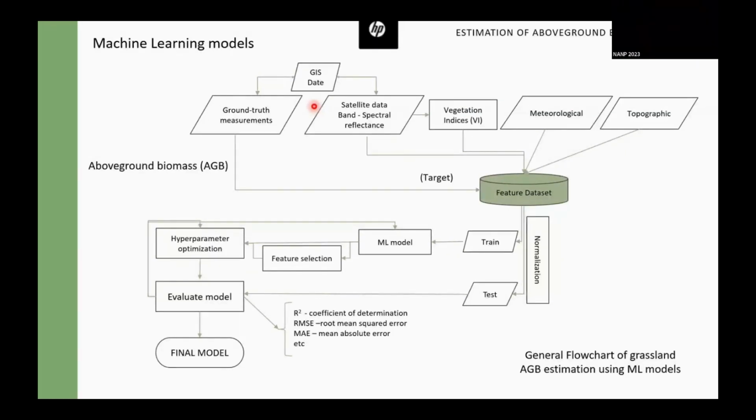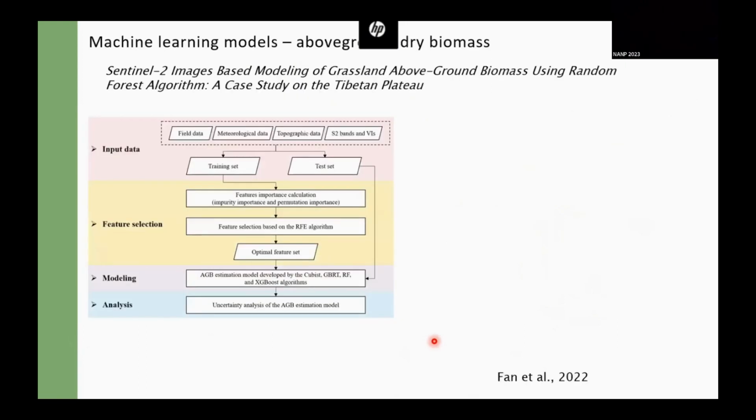Then the other part is data size. The important thing here is not to forget to normalize the data, because the data has a lot of differences in units. Then you can select and compare your models.